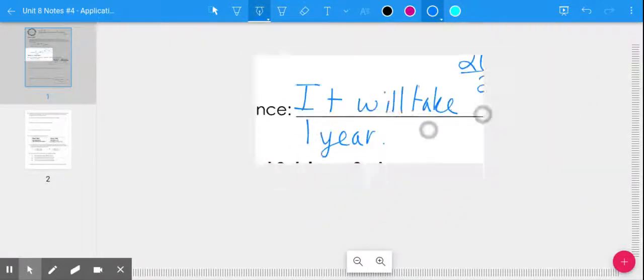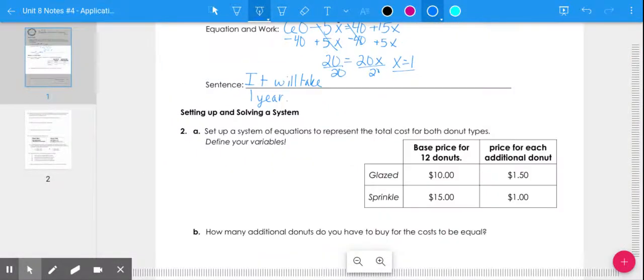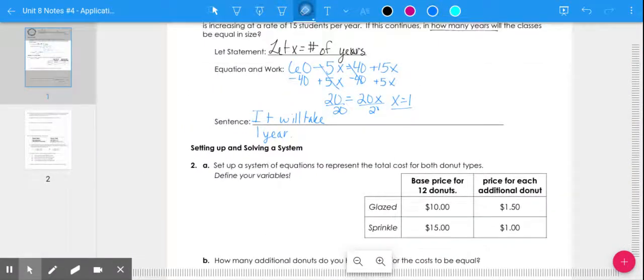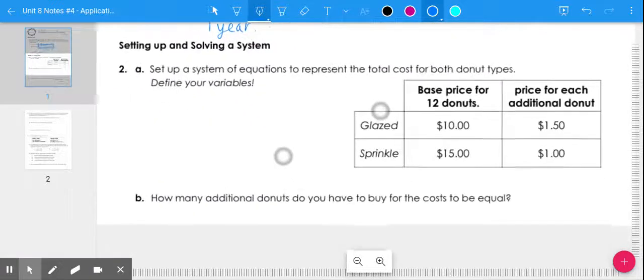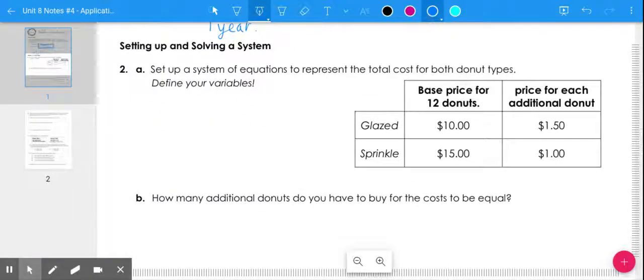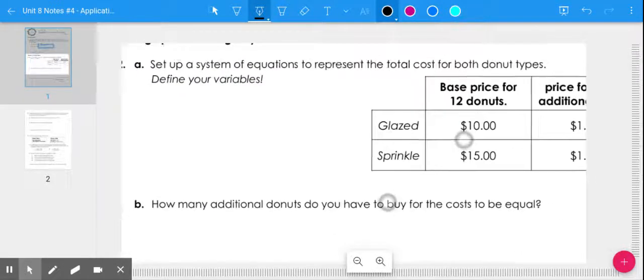All right. So now looking at our second one. So this was a problem that we did way back in like Unit 1. So now we're going to look at how can we actually set up a system to represent that type of problem. So looking at number 2, it says set up a system of equations to represent the total cost for both types of donuts. Our base price for 12 donuts is $15 and $10, and then the price for each additional donut is $1.50 and $1. So we're going to first define our variables.